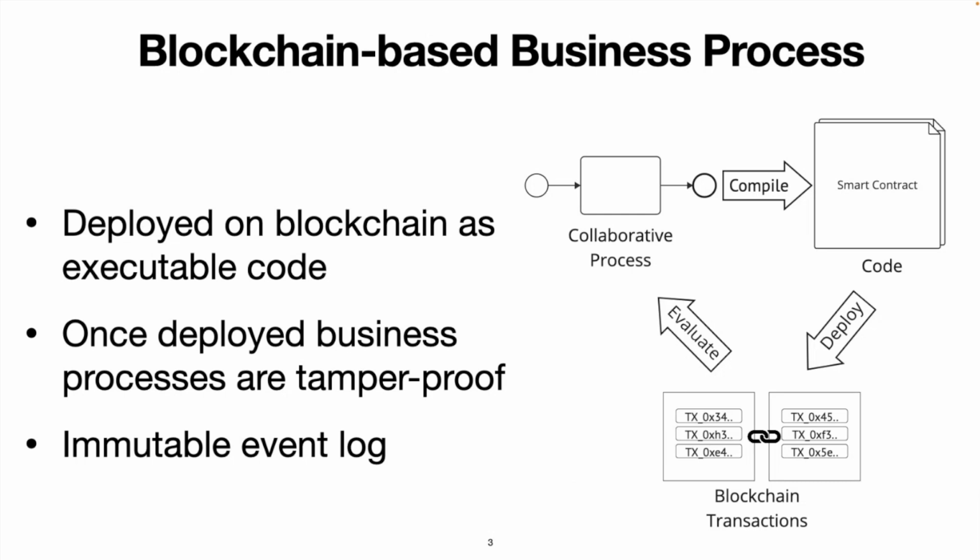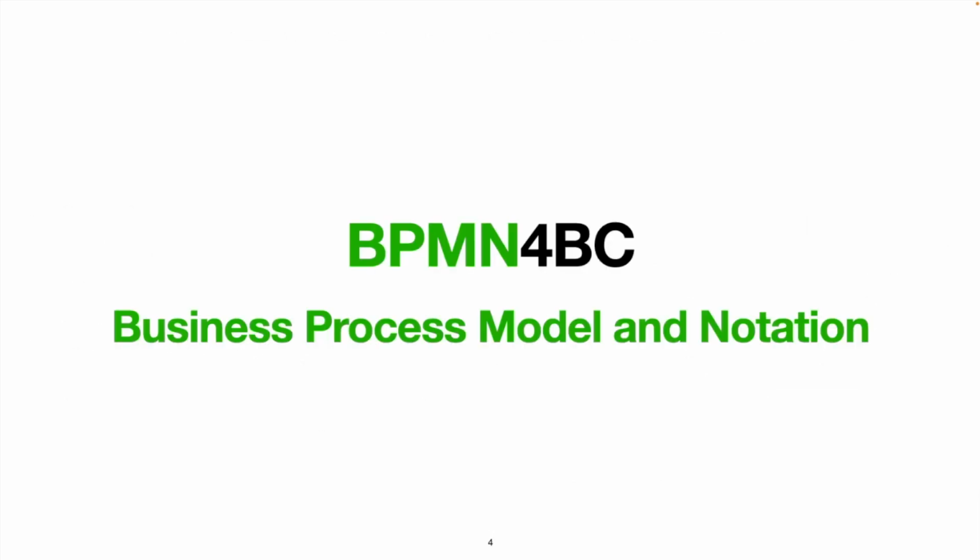Once this code is deployed on the blockchain, the code itself, which represents the process, becomes immutable, and none of the participants can actually modify it or tamper with it. And eventually, as the process executes, the event log that comes out of the process is also immutable. So whatever happens on the blockchain cannot be changed or modified anymore. So we have a transparent execution log of the process.